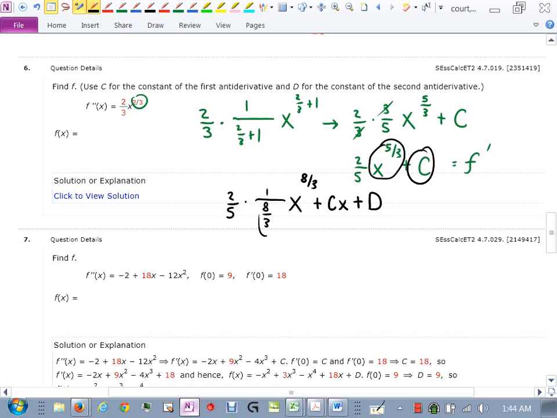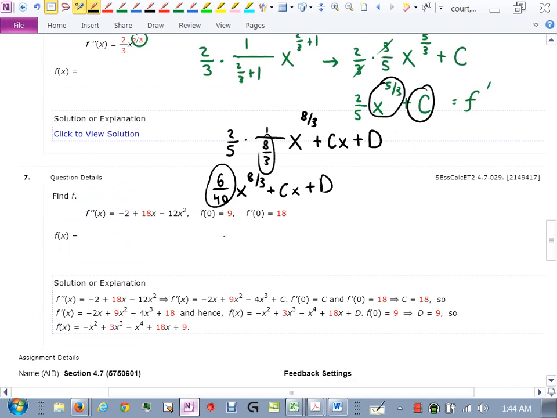Flip this over here, put the 3 on top, multiply by 2. 6 over 5 times 8 is 40. X to the 8/3 plus cx plus d. And we could reduce that fraction too, but I'll just leave it like that.